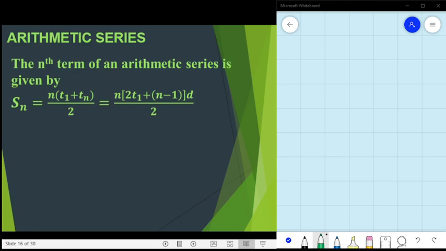And then for the arithmetic series, we have these two formulas. The first one is if you know the last term. What you are going to do is just add the first term plus the last term, times the number of terms, divided by 2.